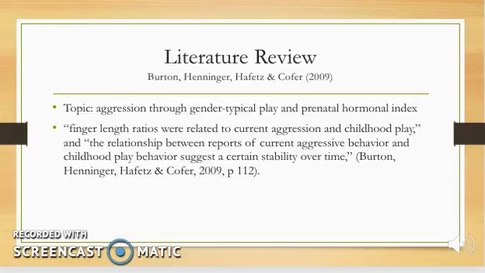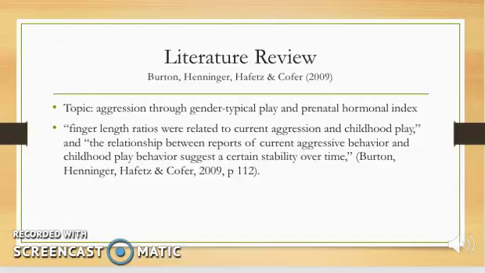In 2019, they studied aggression through gender typical play and prenatal hormonal index. They did this by gathering 134 university students, and they started by measuring the finger lengths of each participant to measure for prenatal androgen. They also gave the participants 2 questionnaires. One was to evaluate childhood play behaviors, and the other was to evaluate physical aggression.